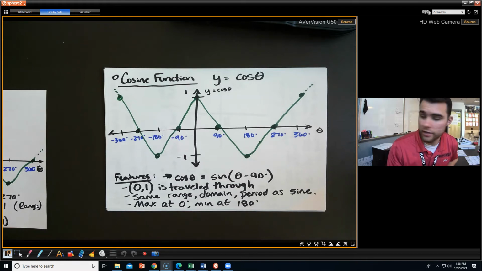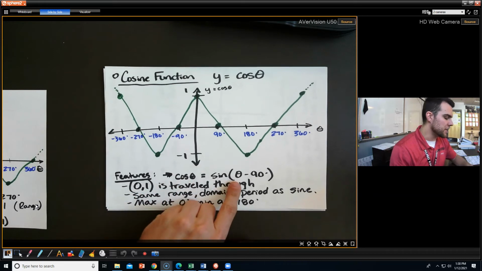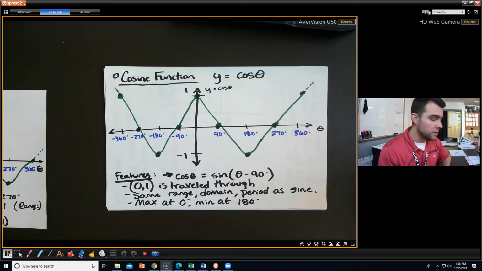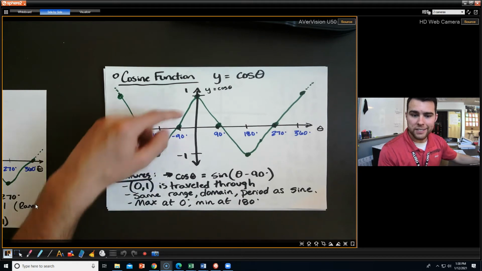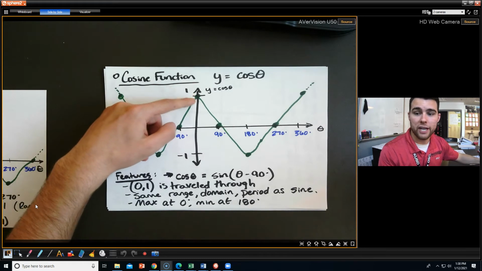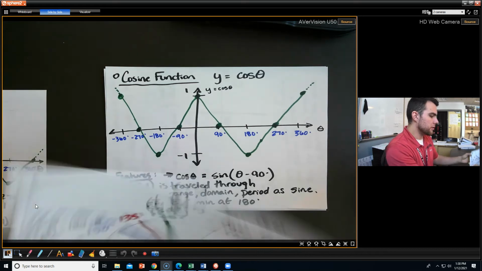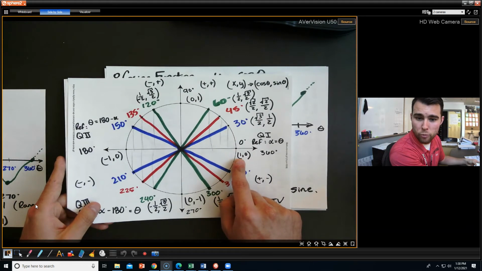Okay, and you can verify this. You can plug in an angle for cosine and see if this is going to be true, and it should be. Okay. 0, 0 was traveled through for sine, but 0, 1 is actually traveled through for cosine. That's actually the start. Why is that? Well, what is cosine of 0 on our unit circle? And cosine of 0 degrees is just +1.